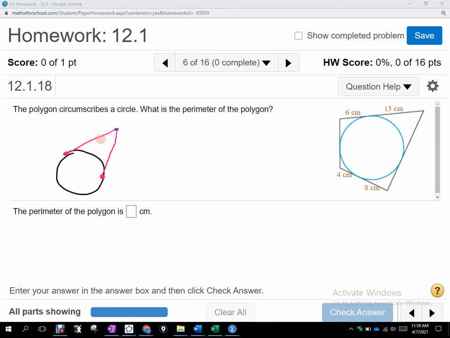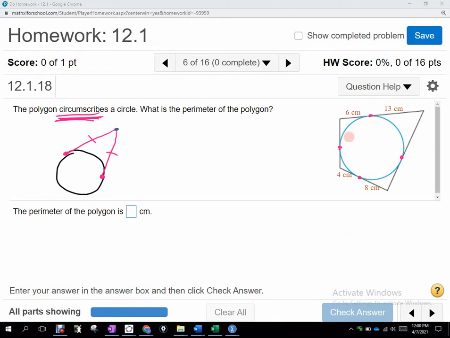What did we talk about yesterday? How do the lengths of those tangents relate to each other? They're congruent. Okay, so those 2 distances are the same. So over here, based on the word circumscribes, the polygon circumscribes, that means it's been drawn around, but the math connotation is that there are points of tangency. These segments are tangent at those points.